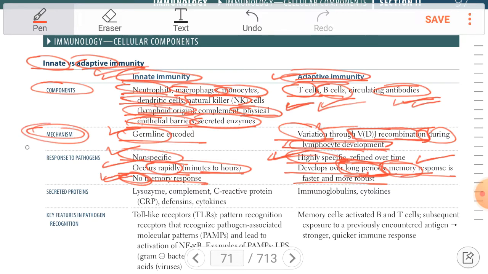Then the mechanism: innate is germline encoded, while adaptive has variation through VDJ recombination during lymphocyte development. Then the response to pathogen: innate is non-specific, rapid, with no memory response. But adaptive is highly specific, develops over a long period, and there is a memory response.